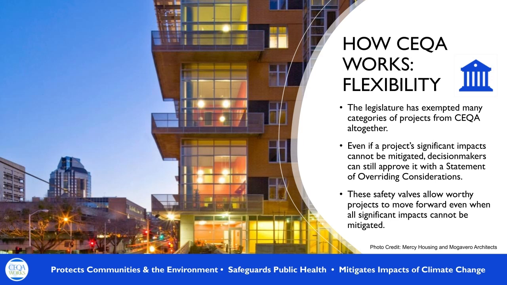Second, even if a project has significant impacts that cannot be mitigated, the agency can still approve the project. The agency just needs to adopt a statement of overriding considerations that gives reasons why the project should move forward despite its environmental effects. The reasons can be economic, legal, social, technological, or other reasons, and must be based on substantial evidence. Agencies frequently use this mechanism to approve projects.